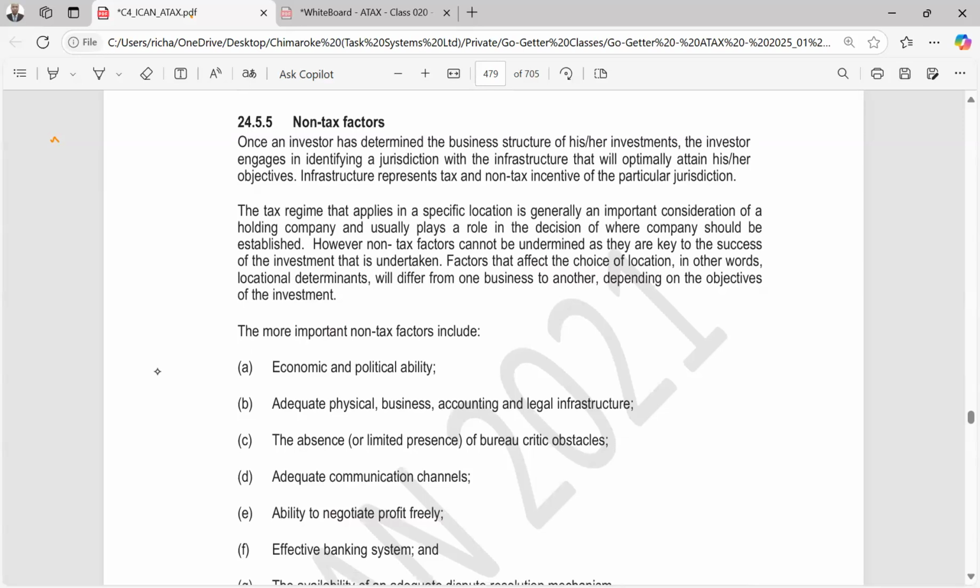So non-tax factors sometimes can be considered, even where tax factors are considered in certain companies. Non-tax factors need to be considered, but sometimes they cannot be determined, but they are very important as they hold the key to the success of the investment that is undertaken.